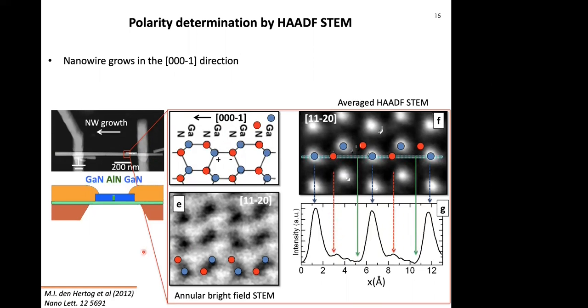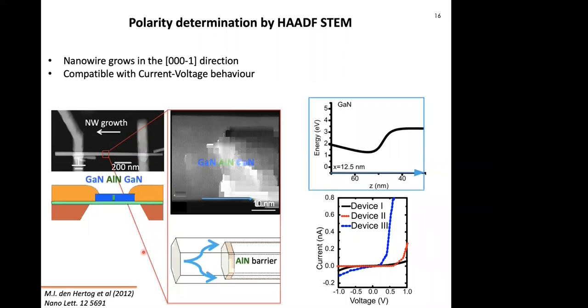Now, this is nice, but maybe more interestingly, we could also look at the behavior of this nanowire to understand what the polarity does to its electrical properties. For example, we measured current voltage characteristics of this nanowire, but also of some others. Here you see 3, where we also had the TEM images.